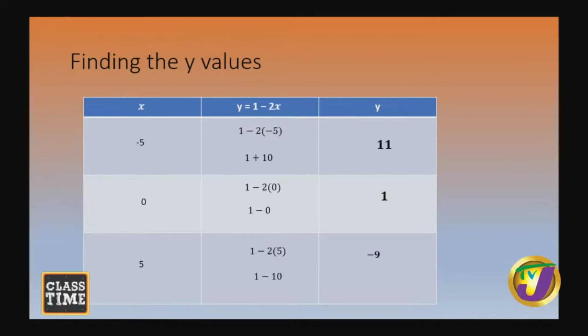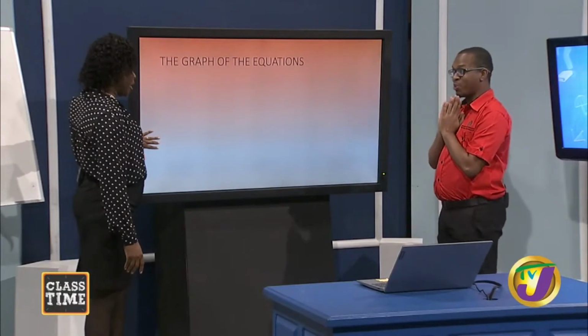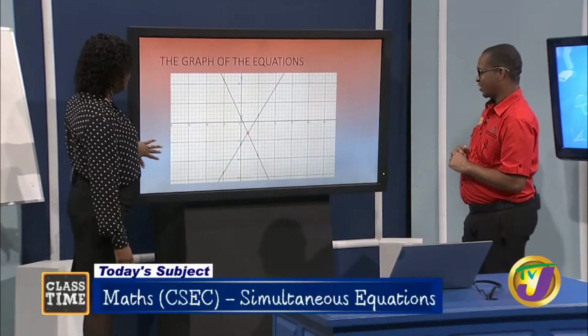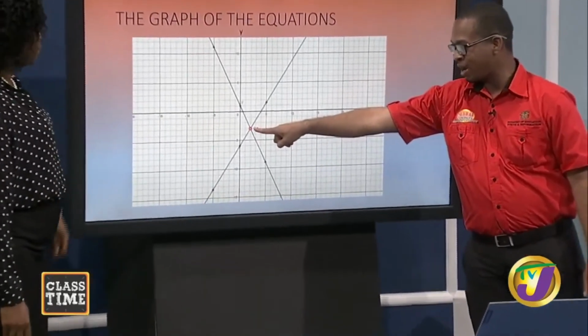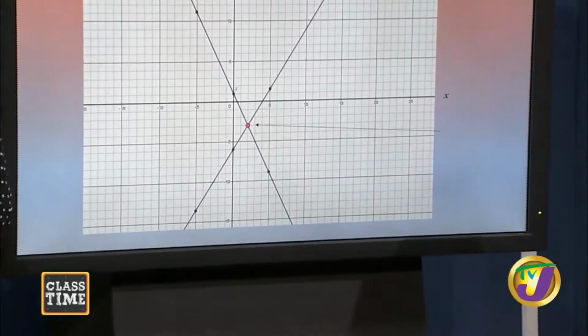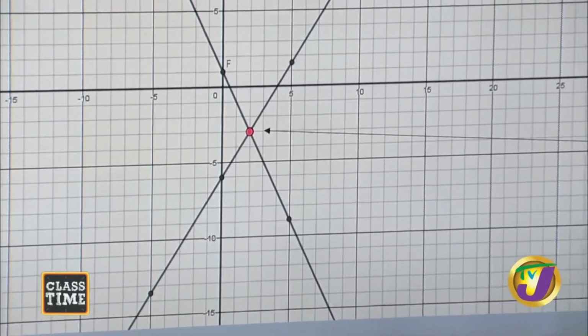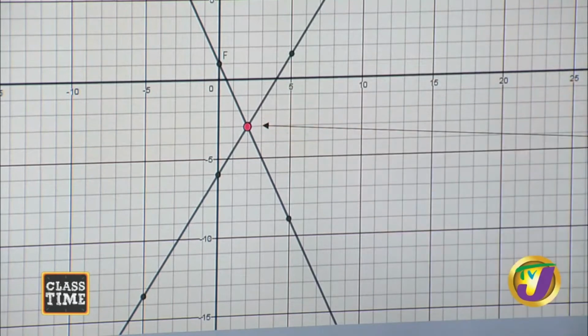Awesome. So now we have points for our two equations. We have the x values and the y values for both equations. So let's graph them and see if they intersect. We hope they do. And they do intersect at this point. Let's see if the students at home can pick up what the value of this point is. Based on our reading of the x value first and the y value following, we get the x value to be 2 and the y value to be negative 3. Awesome.